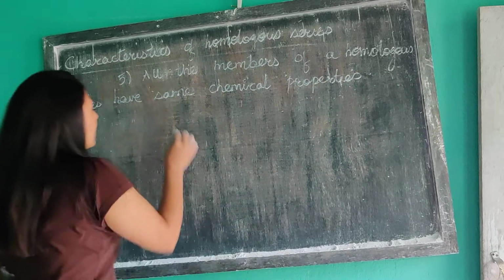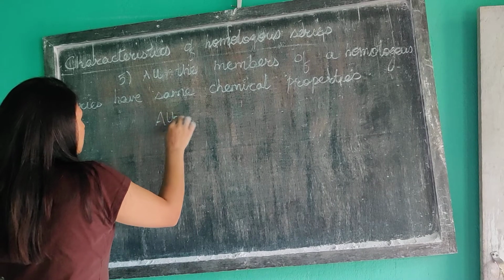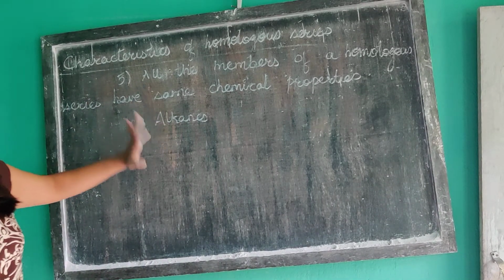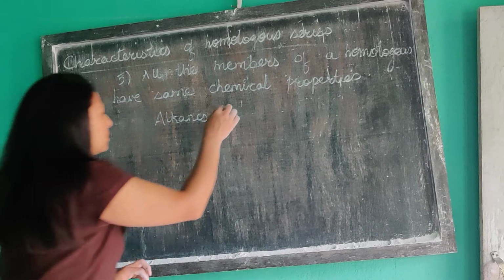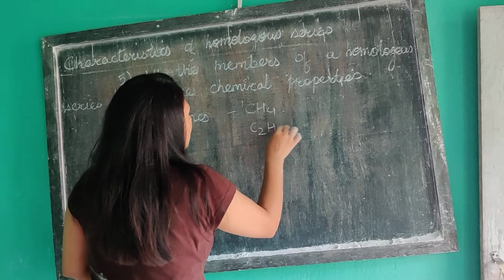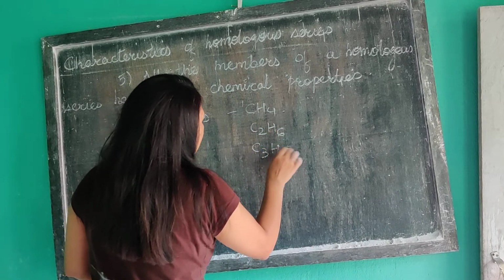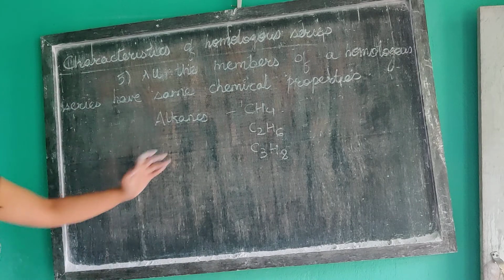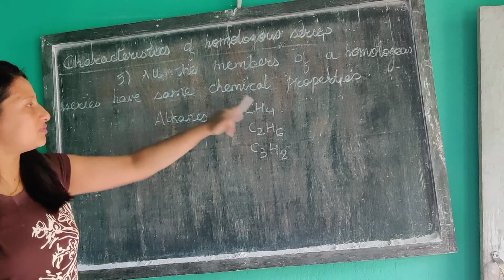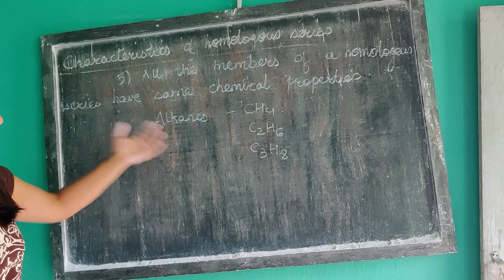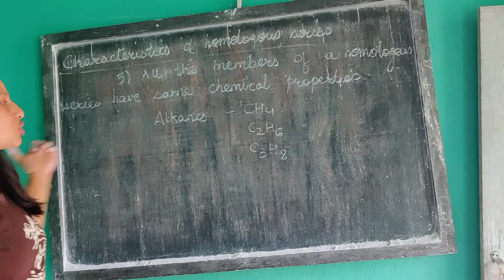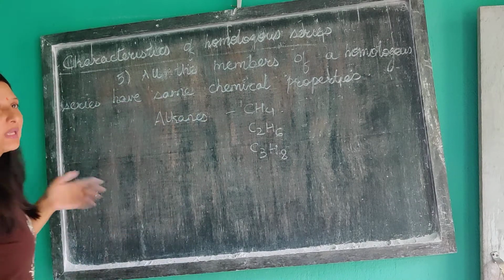So there are alkanes. This is one homologous series. Okay, this homologous series has different members, as already discussed. Different members of the alkane homologous series are like this. So in this alkane series, these are the members. Now all these members have the same chemical properties. How? All the members of the alkane show substitution reaction with halogens.